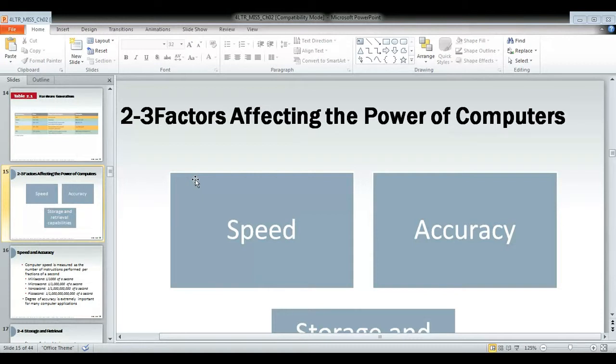Some of the factors that are affecting the power of computers are speed, accuracy, storage, and retrieval capabilities. Computer speed is measured as the number of instructions performed per fraction of a second. A millisecond is 1 over thousands of a second. A microsecond is 1 over millions of a second. A nanosecond is 1 over billions of a second. And a picosecond is 1 over trillions of a second.